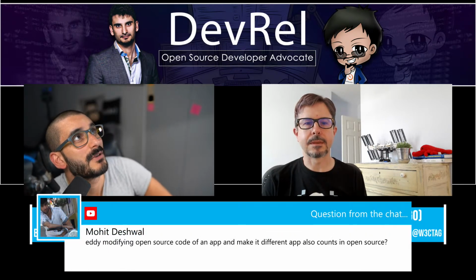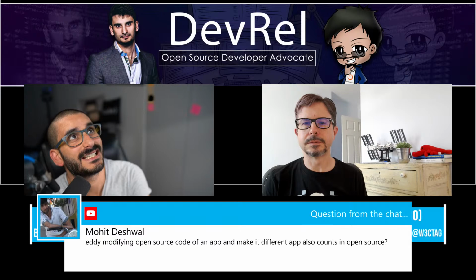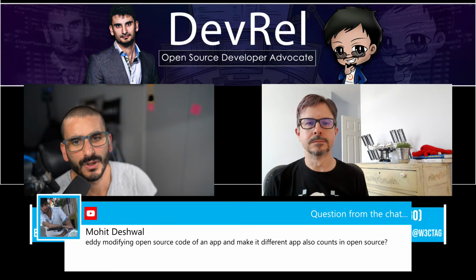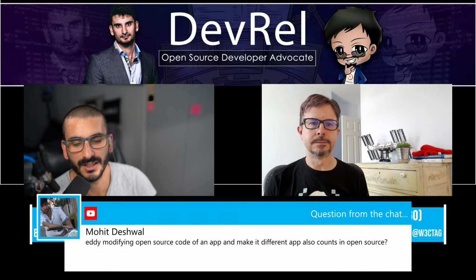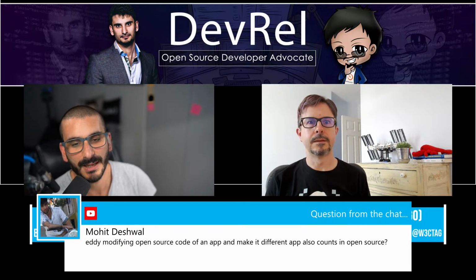Next question. Mohit, sorry I missed this question earlier, asks, does modifying open source code of an app and making it a different app also count as open source? Yeah, if you fork the project. I know some people try to clone a project, remove the history, and then use it as their own and build on it from there. I don't think that's a very good way of doing it. I think you need to give credit where credit is due. Dan has a lot more experience in this area.